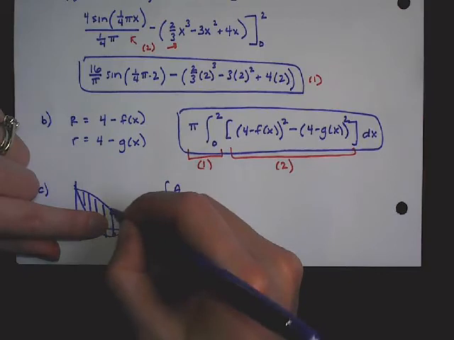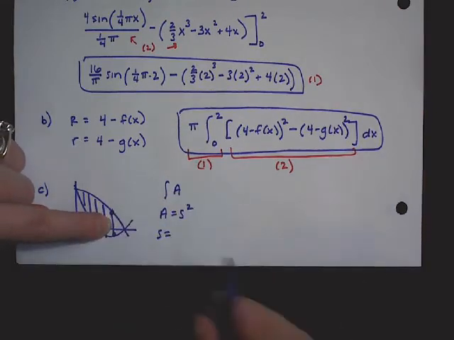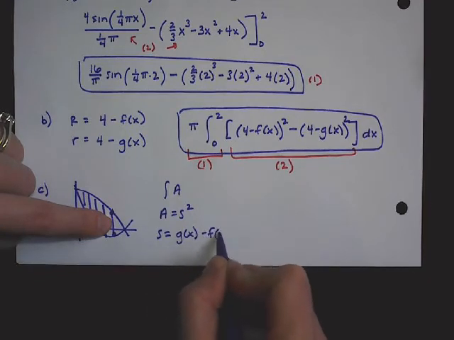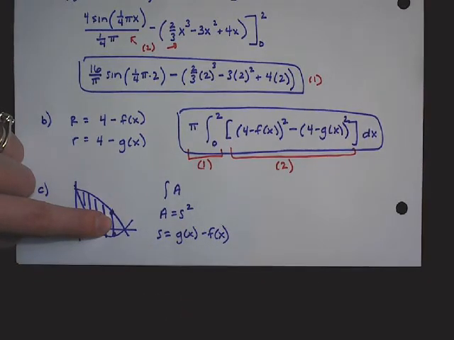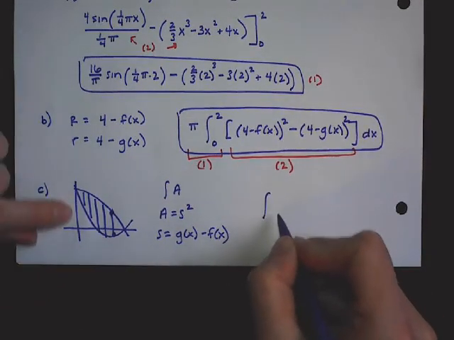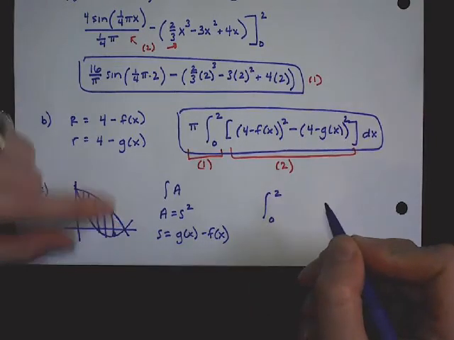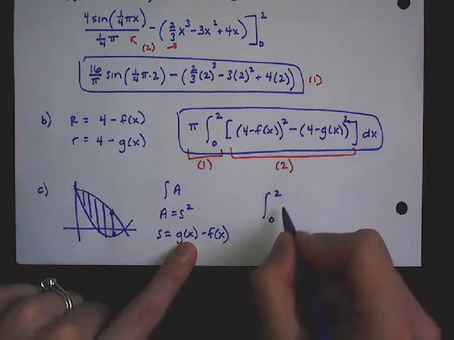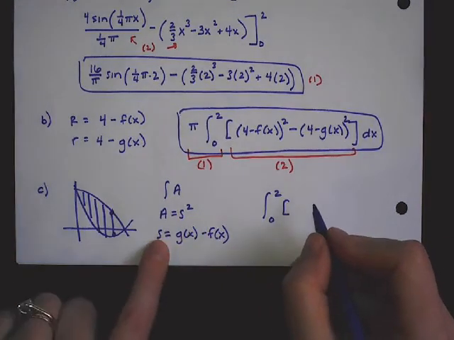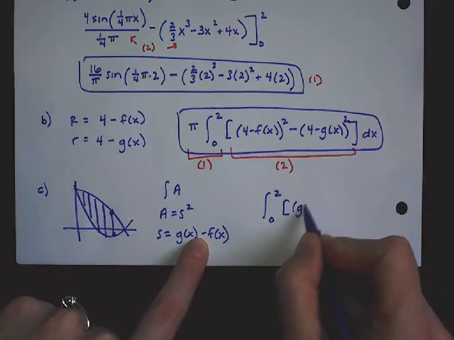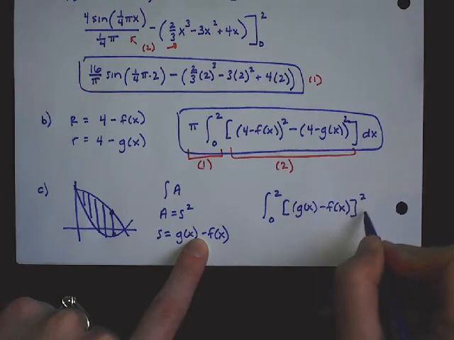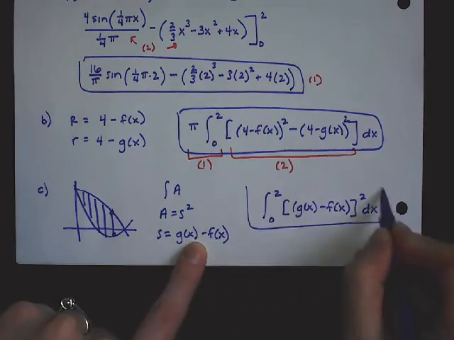Well, this length here, this distance, is the difference of top minus bottom. And we saw from earlier that the top curve is g of x, and the bottom curve is f of x. Okay, so for this problem, if I want to find the volume by cross section, I'm going to integrate from the beginning 0 to 2 of the area. Well, the area is side squared, and a side is g of x minus f of x. So I've got a side squared, okay? And that's going to be my answer.